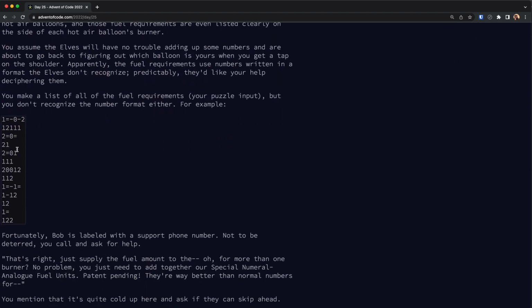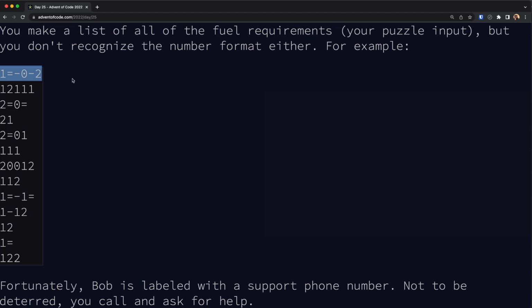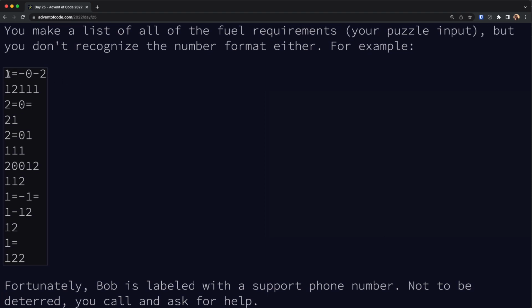We have been given an input like this. This is basically a number in base 5, where minus is minus 1 and equal sign means minus 2. So our base 5 number is written like this. It includes minus 2, minus 1, 0, 1, and 2. These five digits have been represented like this.